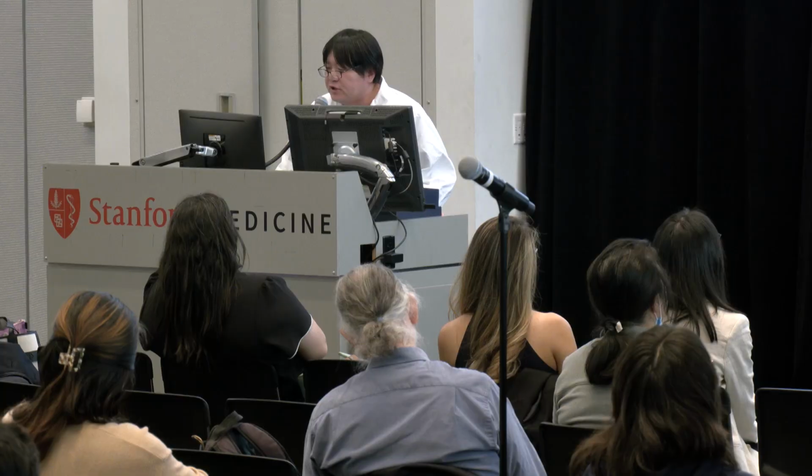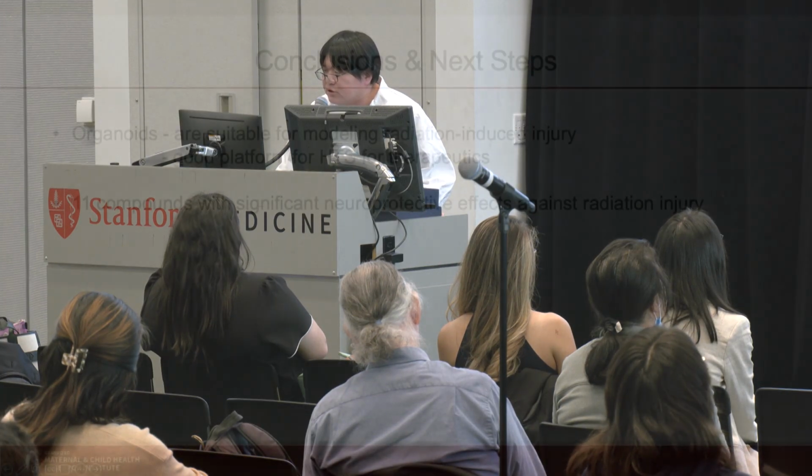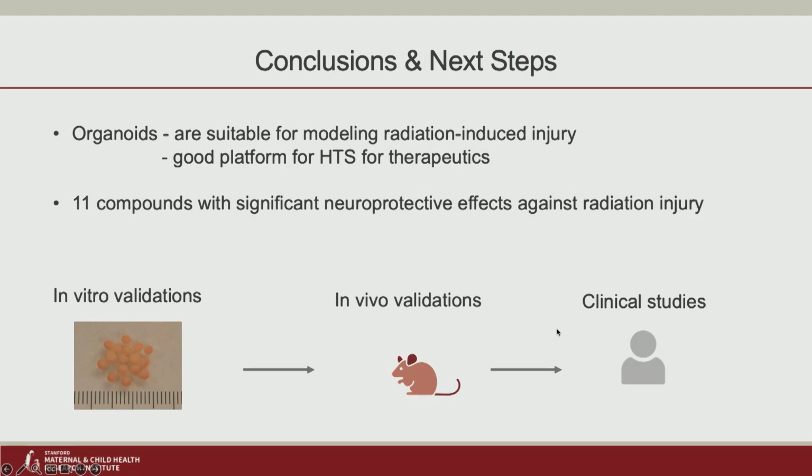So in this study, we established a high throughput drug screening platform for radiation-induced brain injury using human cortical brain organoids. A total of 11 compounds showed significant neuroprotective effects. And now we are validating these compounds in vitro and planning to do in vivo validations.